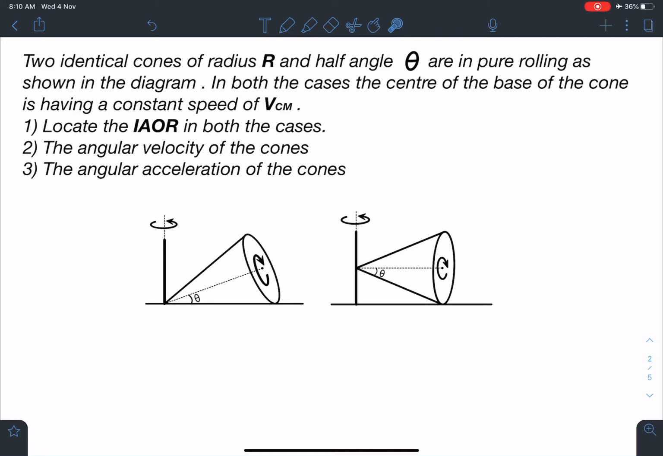So the first part of this question says locate the instantaneous axis of rotation in both the cases, number 2, the angular velocity of the cones, and number 3, the angular acceleration of the cones we have to figure out in this case. So in both the cases, the center C is moving in this circle with a speed of v. Here also it is moving in this circle with a speed of v.